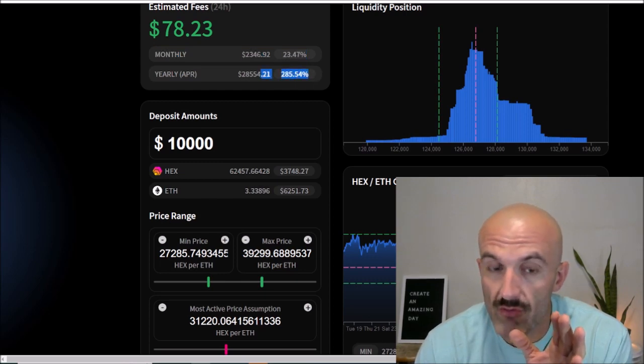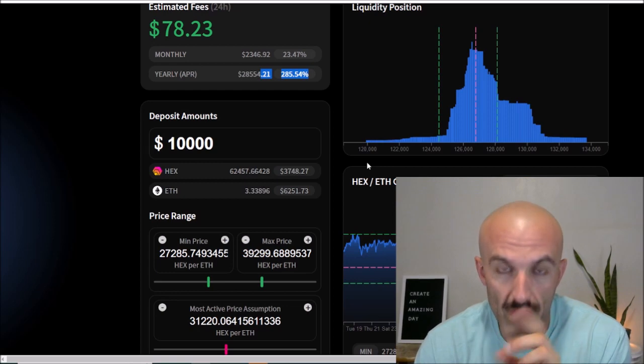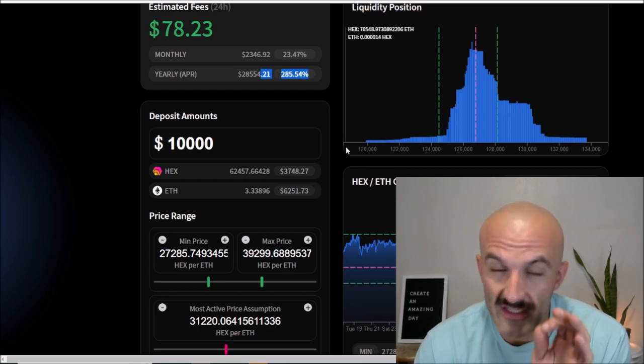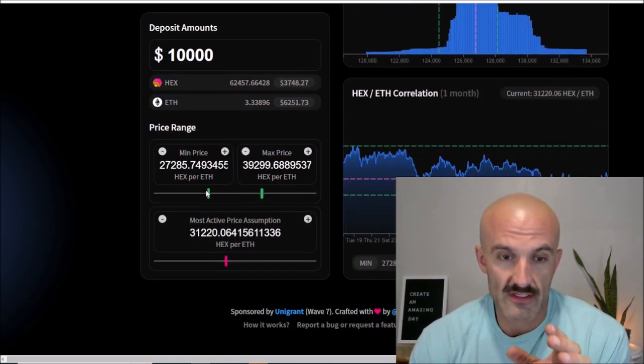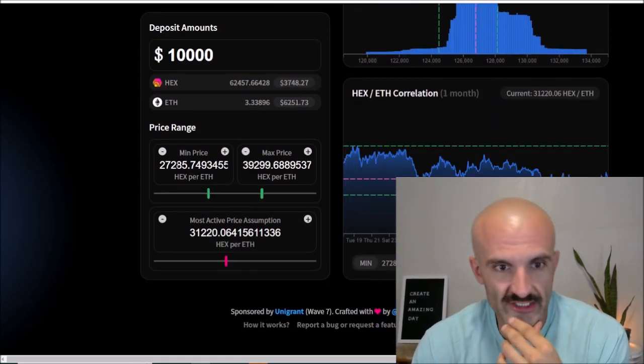Think about that. That's over 250% annually. You double your money more than once. And this does not include compounding. So, these ranges. What are these ranges?